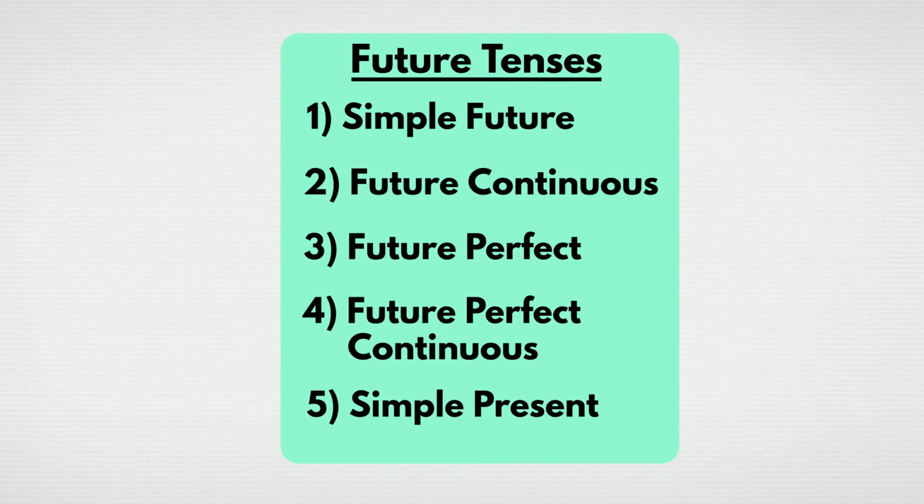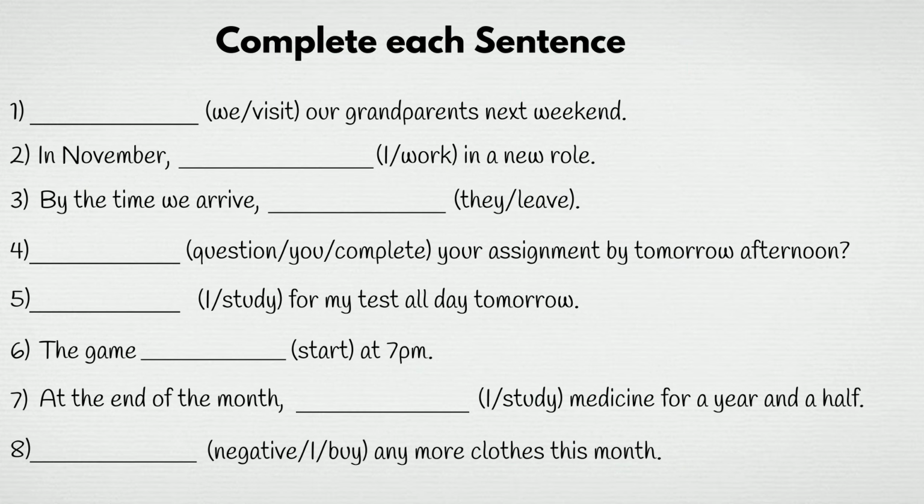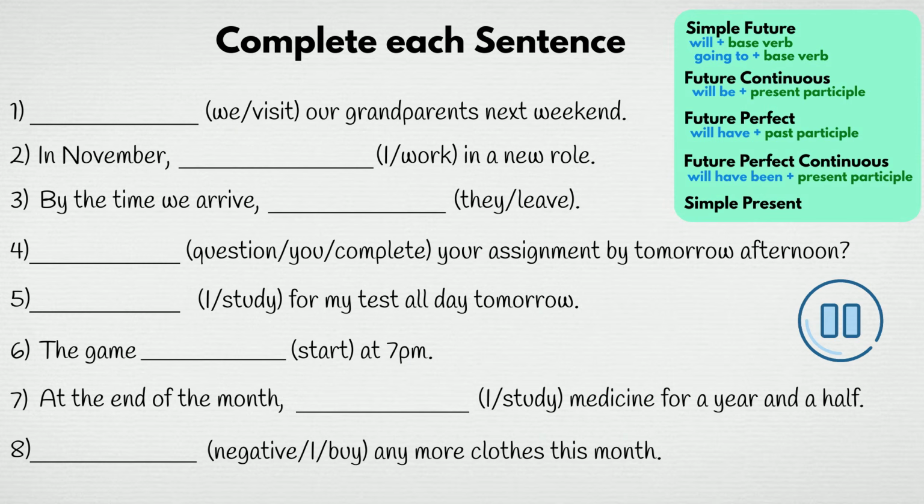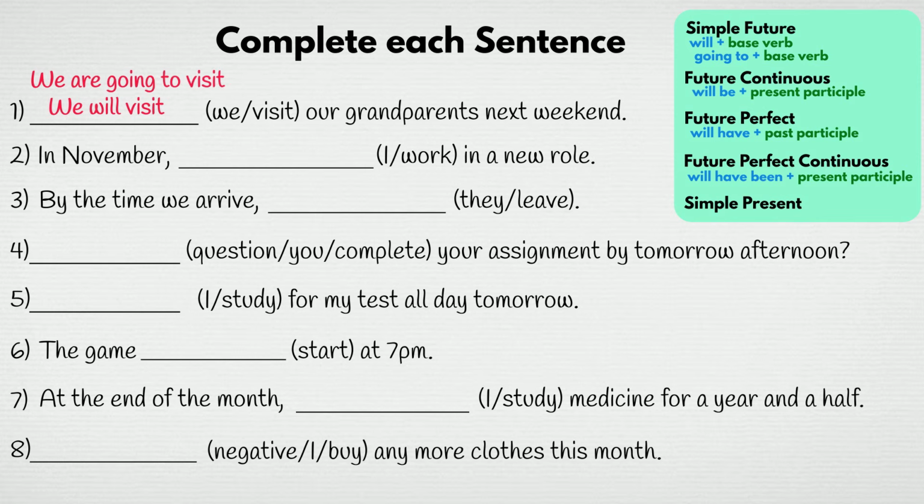Now it's time to check your understanding of when the different future tenses are used. Complete each sentence using one of these 5 tenses. Pause here while you work. Let's check the answers. Note that some of these may still make sense with other future tenses. We will visit our grandparents next weekend. Or, we are going to visit our grandparents next weekend.